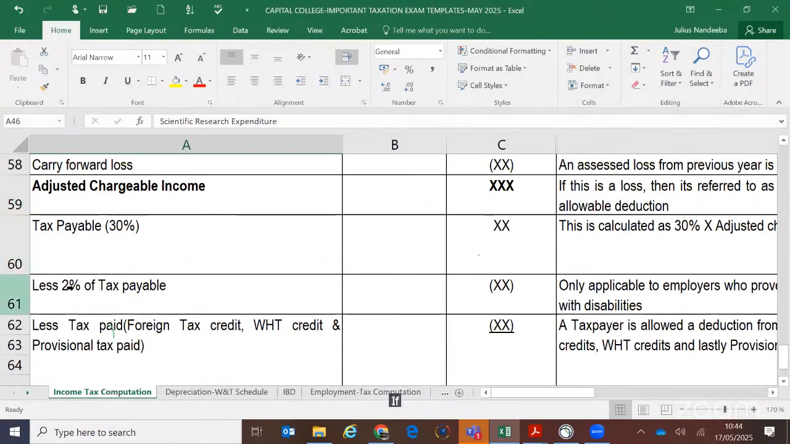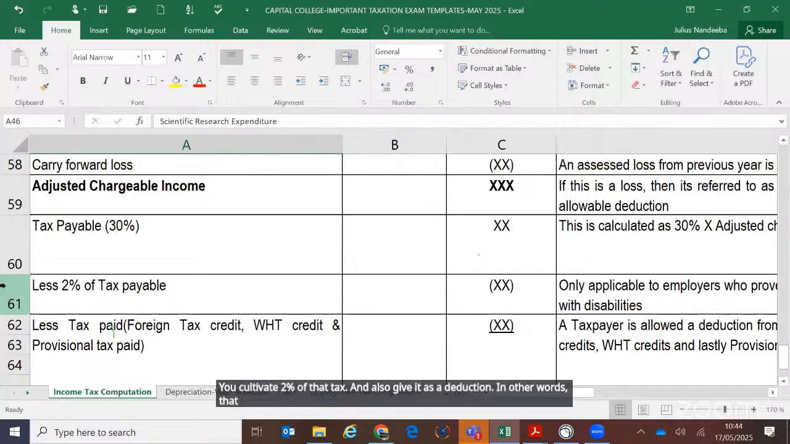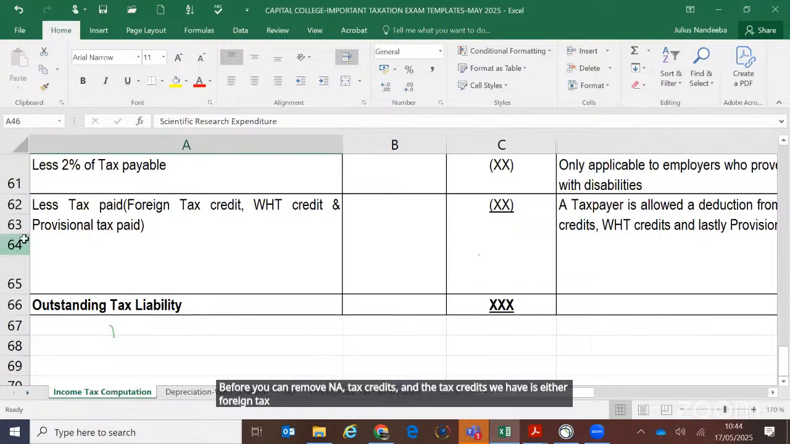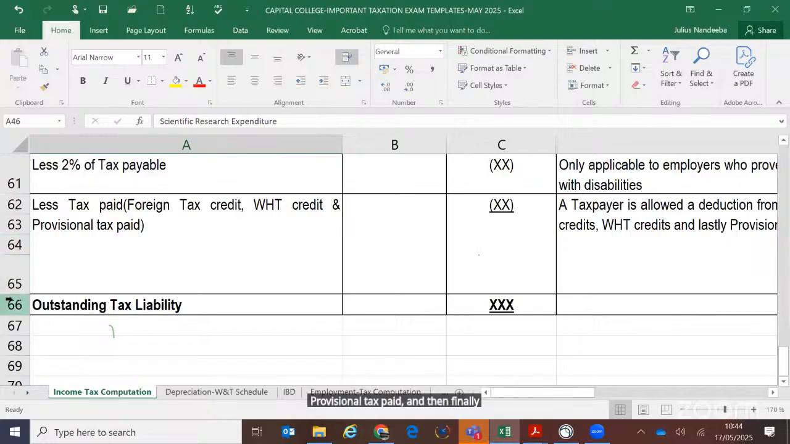If this company or if this entity is actually employing persons with disabilities, you calculate 2% of that tax and also give it as a deduction. In other words, that 2% reduces the tax liability before you can remove any tax credits. And the tax credits we have is either foreign tax credit, withholding tax credits, provisional tax paid, and then finally you can get your outstanding tax liability.